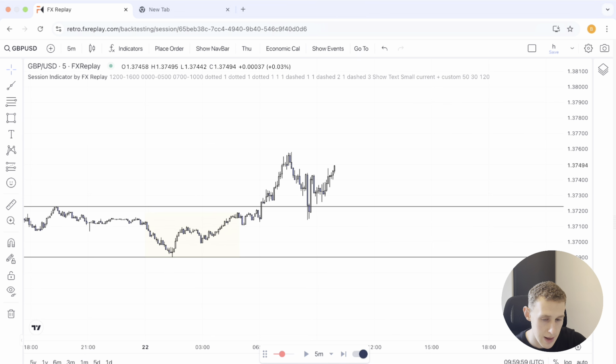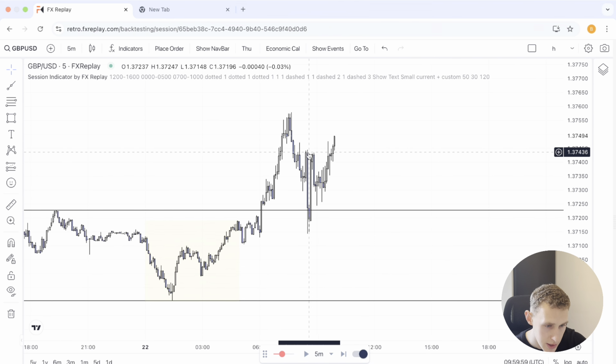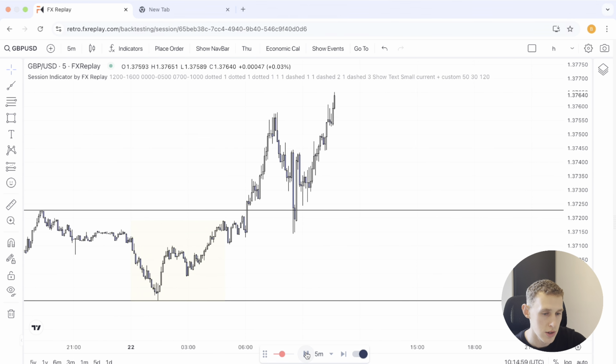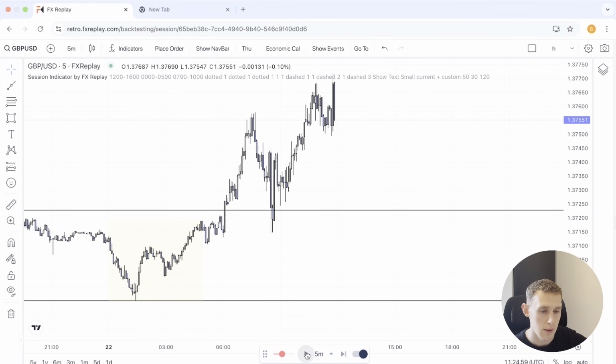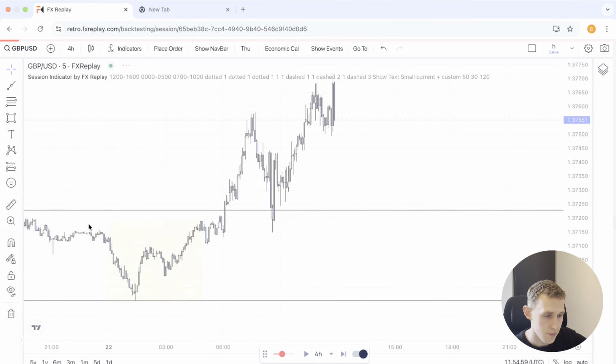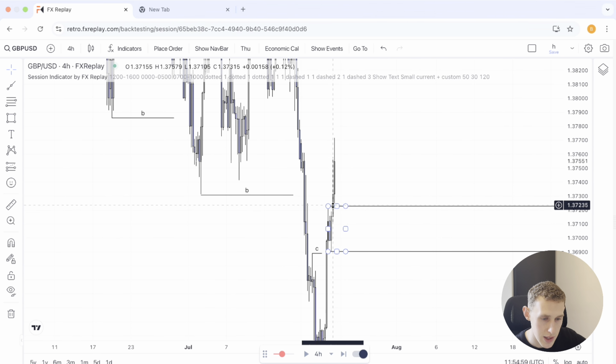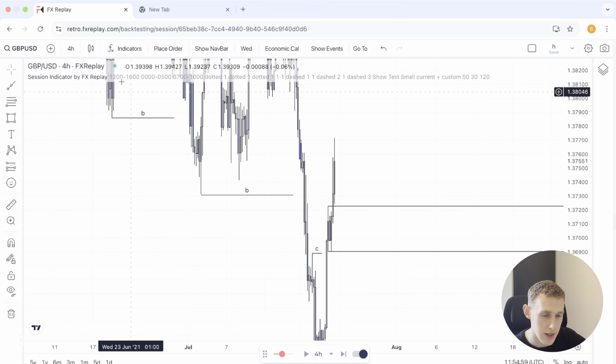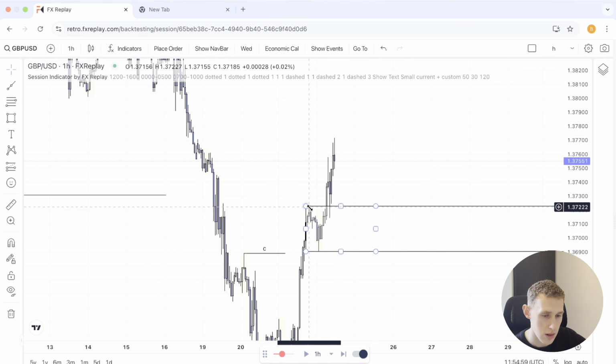There we go. So we did have a tap into it, M5 change of character here, but there's no imbalance created. So this, as you guys know, is not quite valid for me. Maybe if we now see price come back into it and sweep these previous lows, that would be quite nice as well.